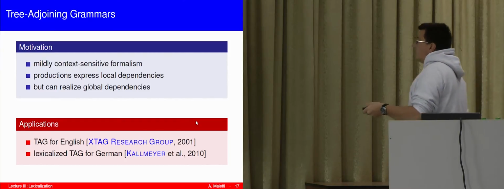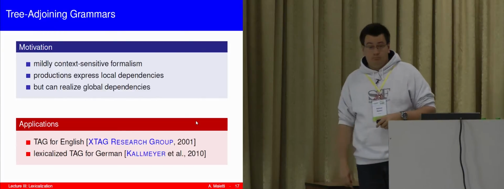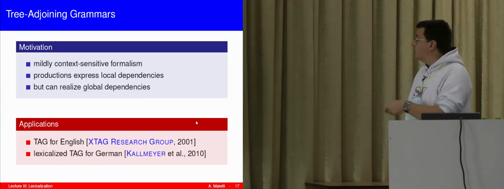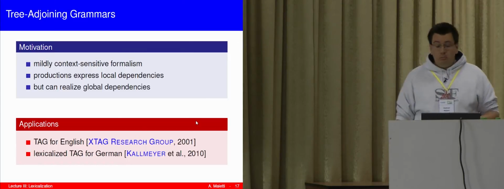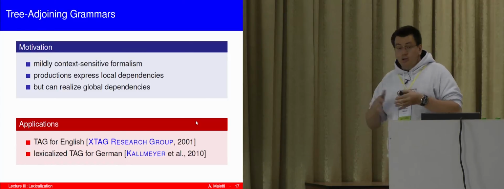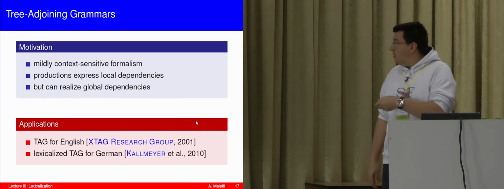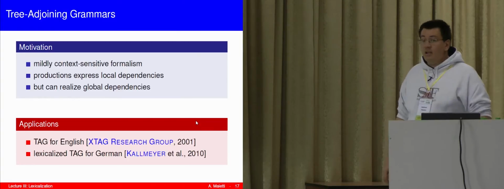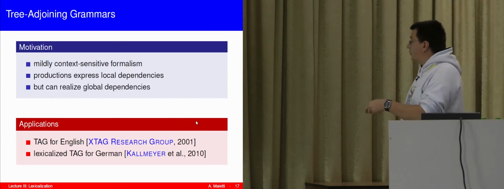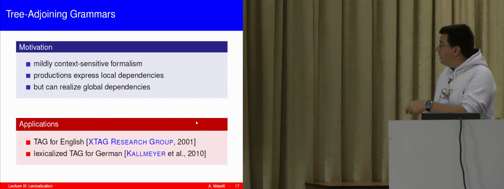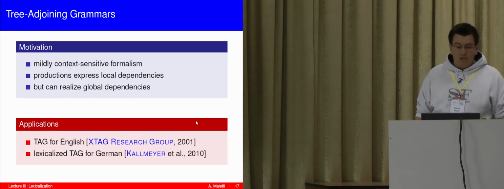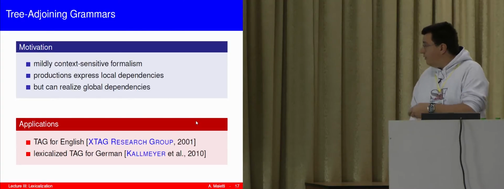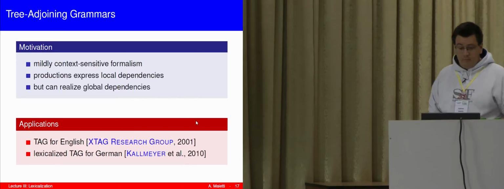And they came up with a tree adjoining grammar for English. This has been a huge project with a lot of collaborators. And this also exists in more specialized terms. Since we're dealing with lexicalization here, there's also, for example, a lexicalized tree adjoining grammar for German. And this has been done in another 5-year project worth about 1.5 million and finished in 2010.